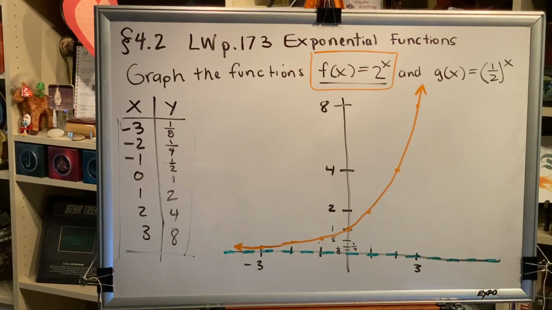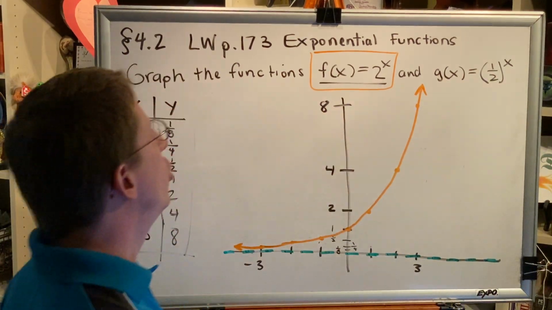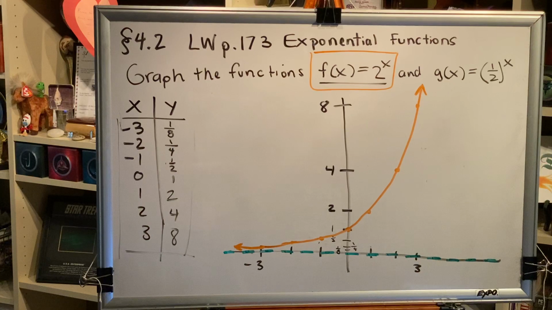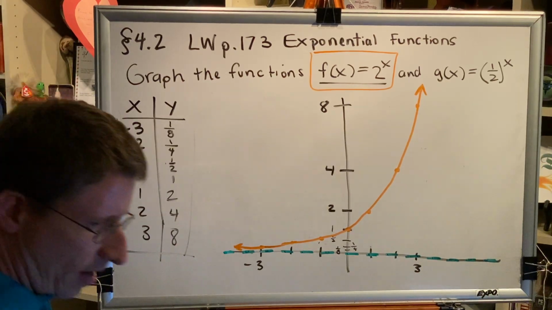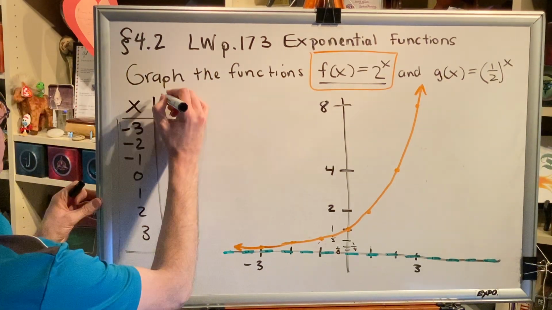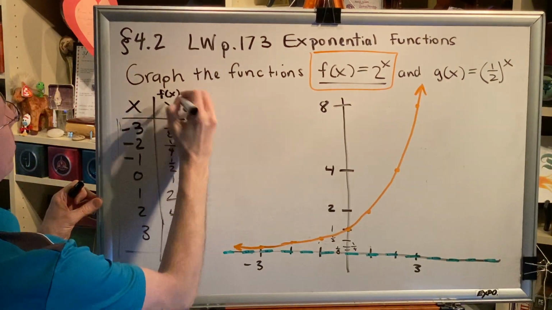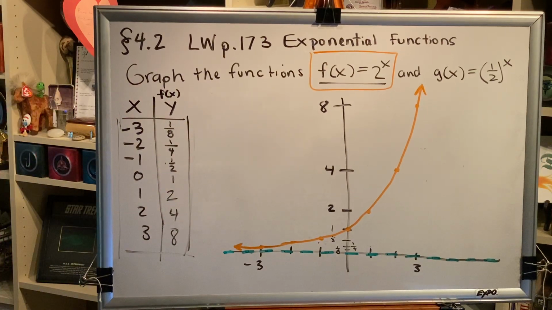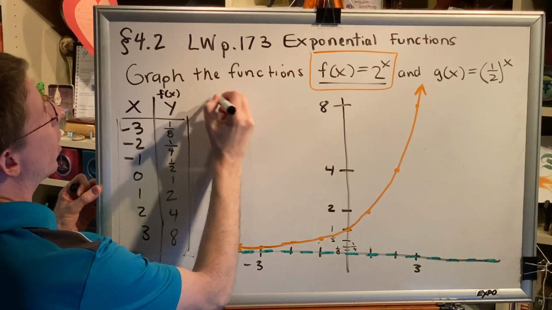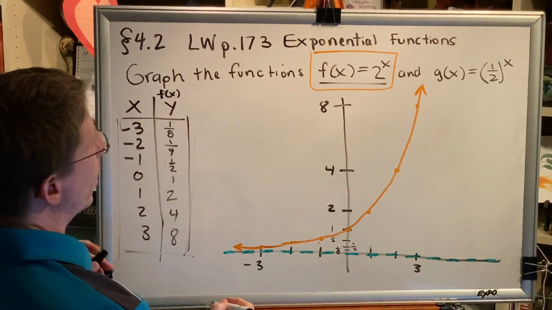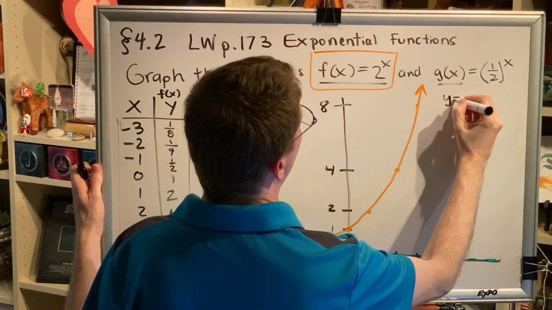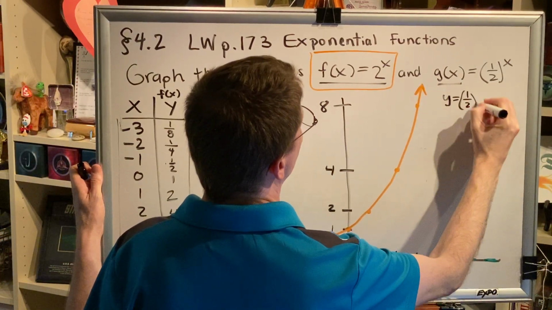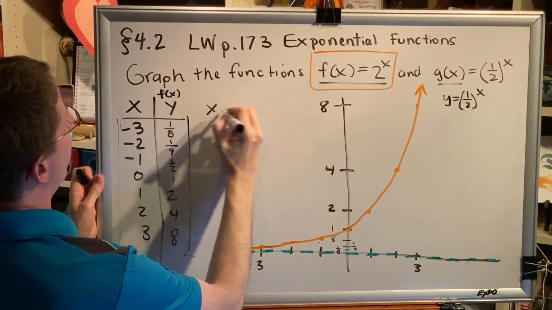All right, we're now ready to turn our attention to the other graph, g of x, which is equal to 1/2 to the x power. All right, so let's create a new table. Actually, let's leave the table for f of x where it is. That'll be useful for comparison purposes, and we'll just use the space around our curve in order to solve this. All right, so here we go. So we've got g of x, which is equal to 1/2 to the x power. Again, g of x is the same thing as y, so we have y equals 1/2 to the x power, and we're going to make a table over here.